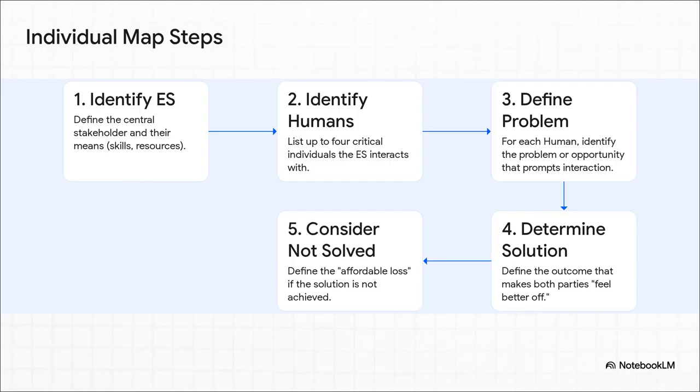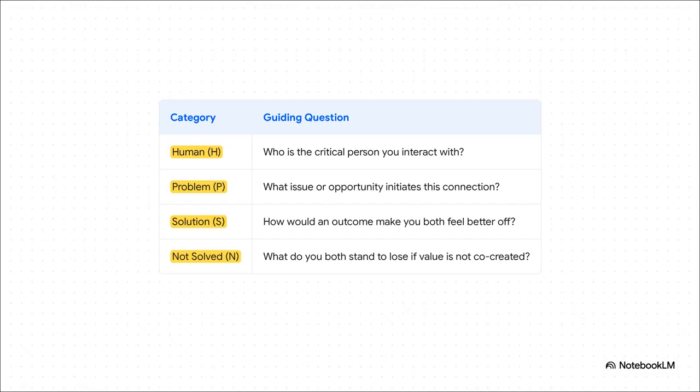The process itself is actually pretty simple. You start from your perspective. Then, for each key person you talk to, you map out that whole relationship. What's the problem that brings you together? What's the ideal solution that makes you both feel good? And what's really on the line if you fail? And to make it even easier, you can just use a simple set of questions like this for every single relationship you map out. See how these questions force you to dig deeper than just surface-level stuff? You're actually documenting the real human dynamics, and that becomes the raw data for your map.